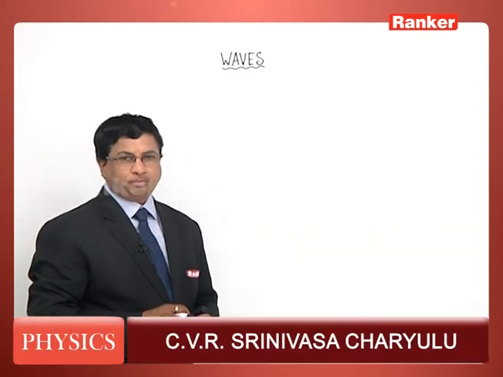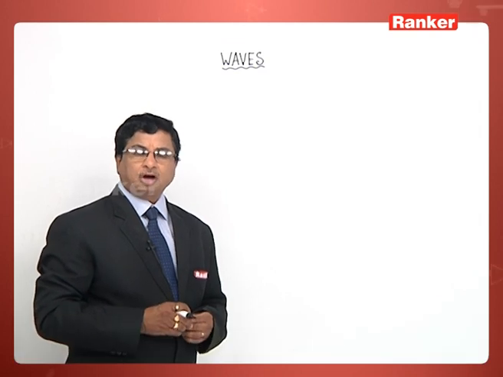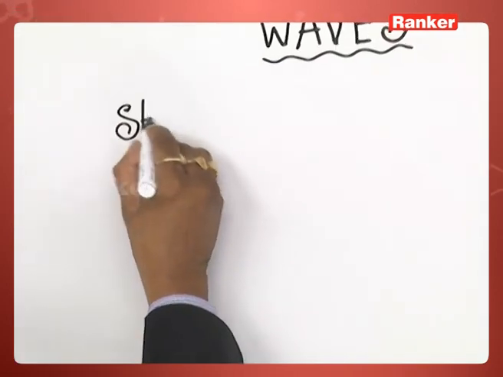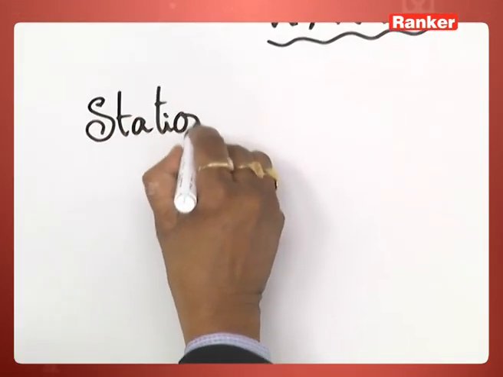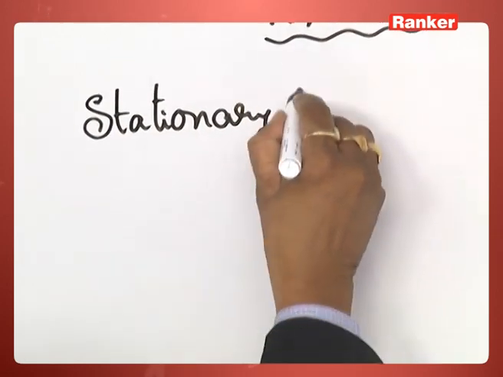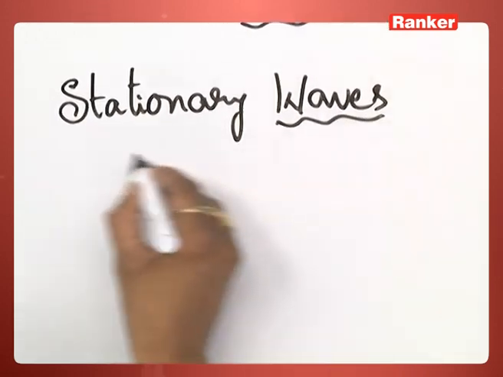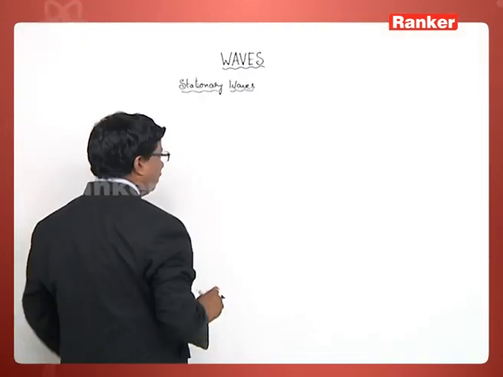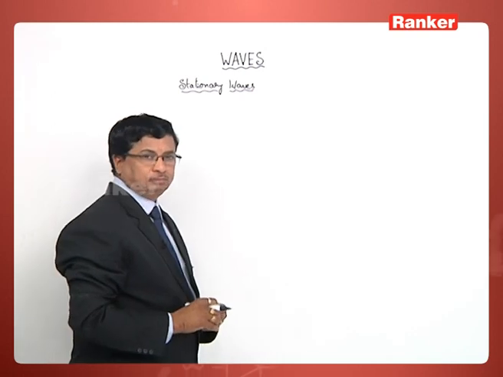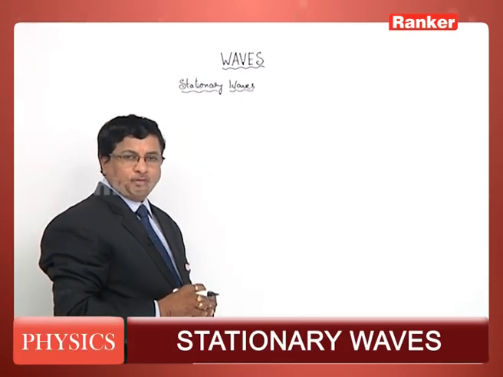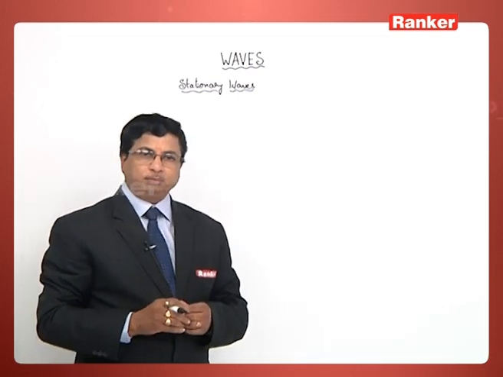Let us discuss stationary waves. They are even called standing waves also. So, what exactly is a stationary wave? And what are the conditions for obtaining nodes and antinodes in them? So, two different concepts we just have to deal with. First of all, what is a stationary wave?